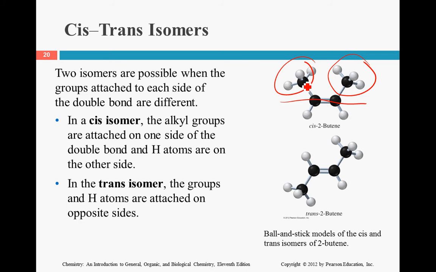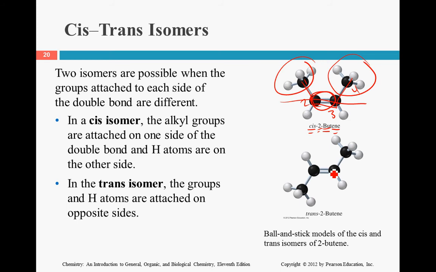So when we name it, there's 1, 2, 3, 4 carbons, so it's still but-. E-N-E because of the double bond. And that double bond is on the second carbon. But because it's bent on the same side, both of them are going to the same side, we throw cis in front of the name. So instead of it just being 2-butene, it's cis-2-butene.